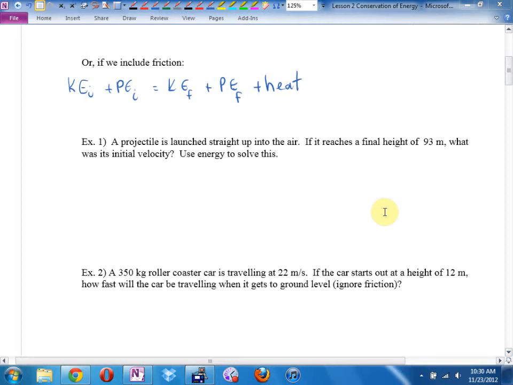It says, example 1, a projectile is launched straight up into the air. It reaches a final height of 93 meters. What's its initial velocity? Use energy to solve this. We could solve this using kinematics. We could say a equals negative 9.8, v final equals 0, but I think we can also say, you know what?